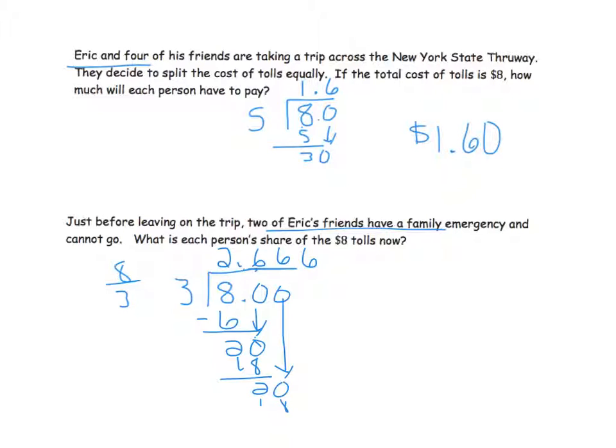So 2.666 repeating. So we would say each friend, and make sure that you're writing out the word, each friend, etc., would have to pay approximately $2.67.